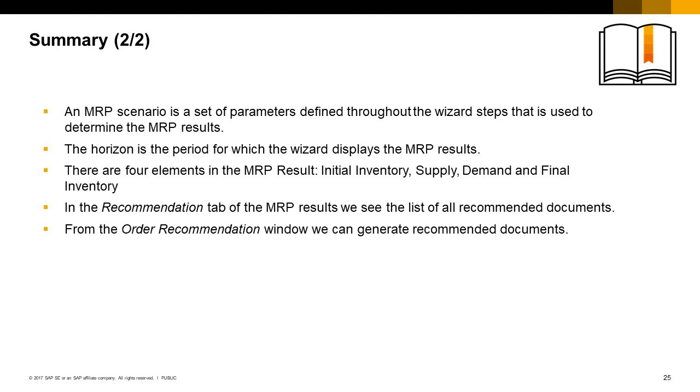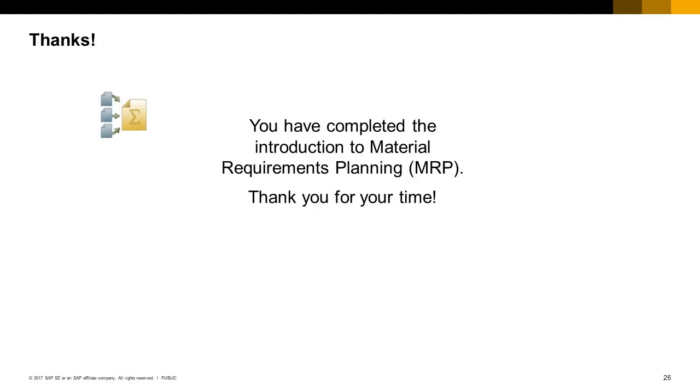There are 4 elements in the MRP result: initial inventory, supply, demand, and final inventory. From the Order Recommendation window we can generate recommended documents. You have completed the Introduction to Material Requirements Planning.